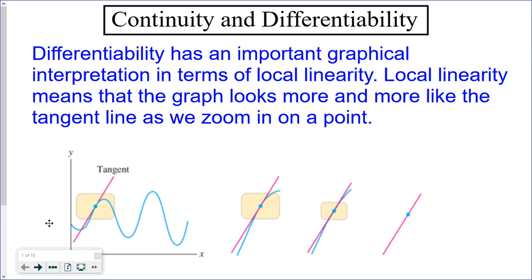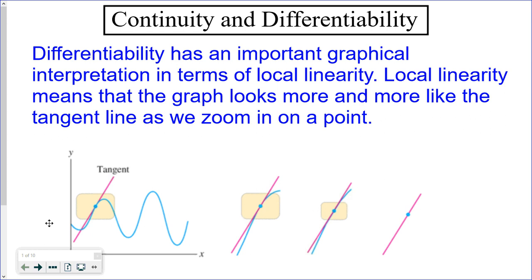In this video, we're going to look at the relationship between continuity and differentiability. And remember, continuity, informally, just means that there's no hole or vertical asymptote or jump in the graph. Differentiability just means that you are able to calculate the derivative at a given value of x. So that's what we mean by differentiability.